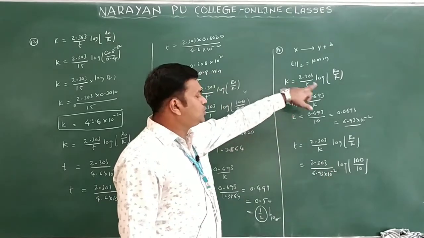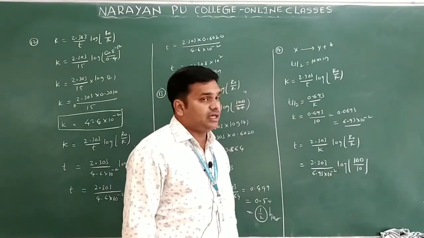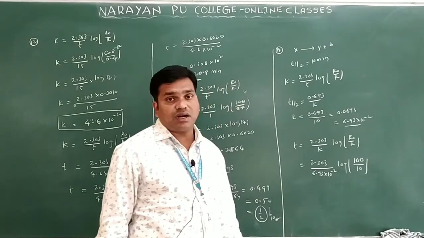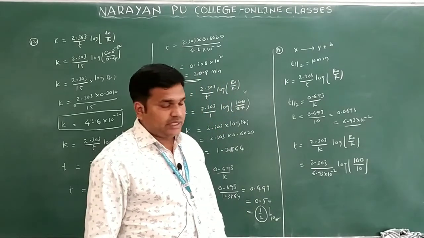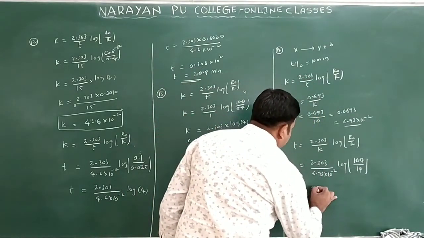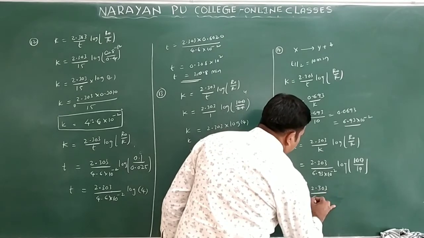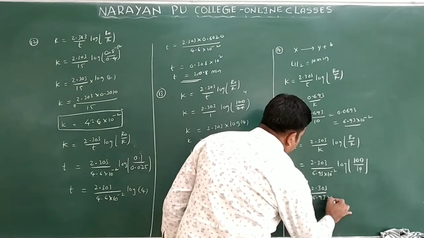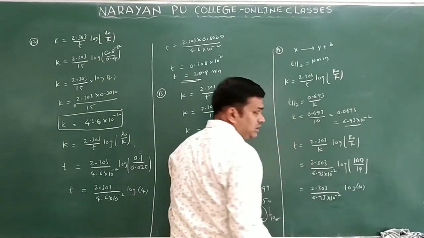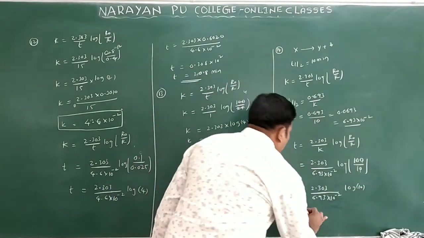So K is equal to 2.303 by T into log R naught by R. T is equal to 2.303 by K into log R naught by R. R naught is 100. R is what? 10%. So you cancel 10 and 10. So what will you get here? You will get 2.303 by 6.93 into 10 power minus 2 into log 10. Log 10 value is 1. Yes.